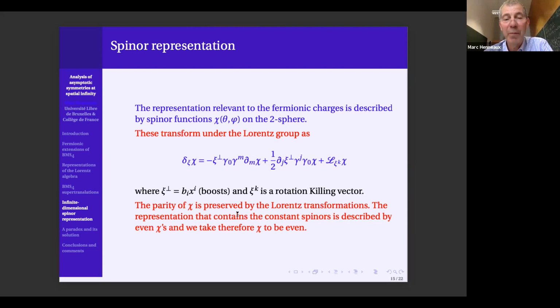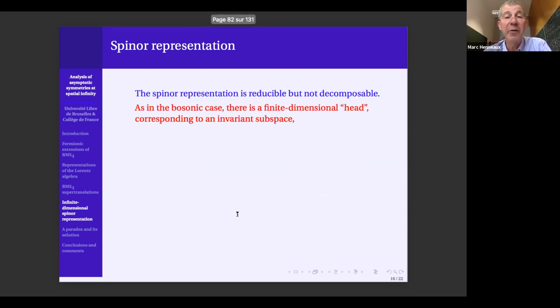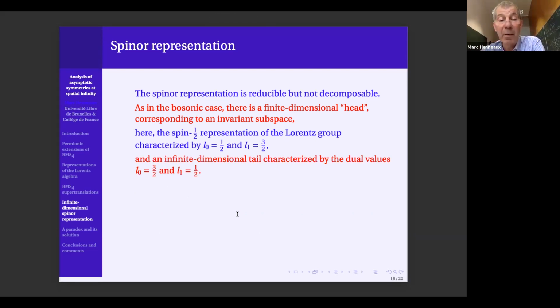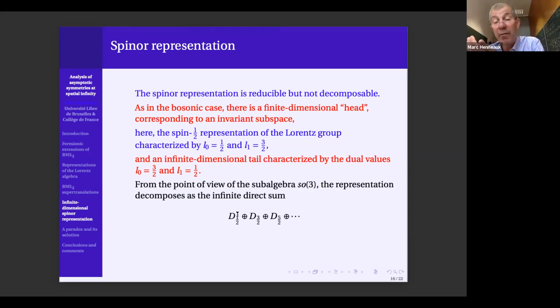The interesting thing is that the spinor representation is infinite dimensional. It starts with spin 1/2. There is a head, which is just a spin 1/2 representation of the Lorentz group, characterized by these values of L0 and L1. And there is a tail, which is characterized by the dual value, and which is infinite dimensional. So you have all spins starting from 1/2, 3/2, and then it goes on all the way up to infinity. But it's again not an indecomposable representation. It's not a direct sum. The infinite dimensional space is not invariant.